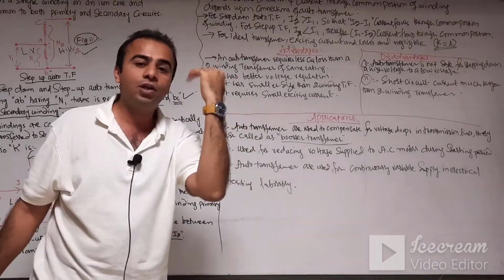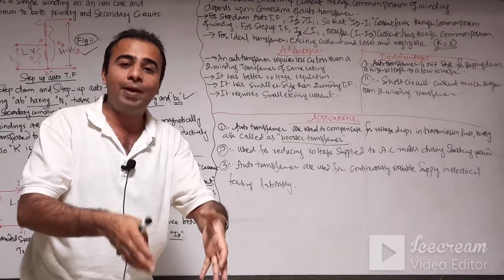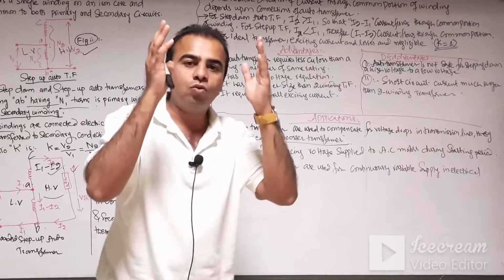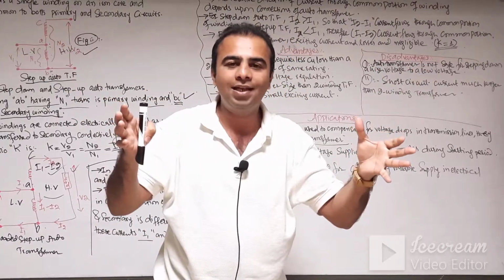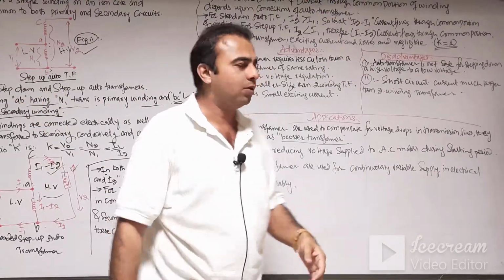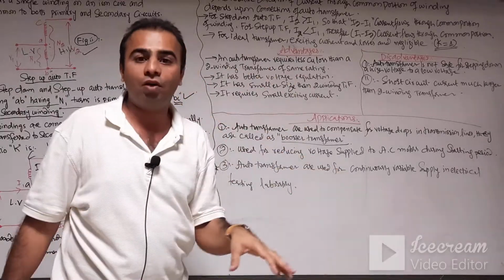It has better voltage regulation, okay. It is smaller in size in comparison to the two winding transformer. Obviously, we are using a single winding, so the size of the transformer is lower in comparison to the two winding transformer. It requires a small exciting current. So these are the advantages of the auto transformer.